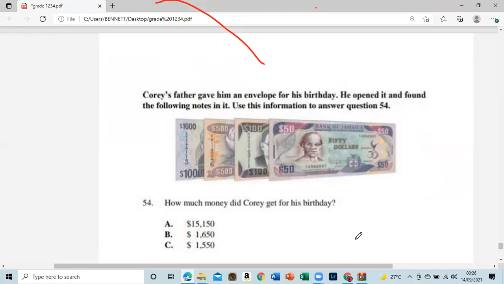All right, so I'm getting $1,000, $500, $600, $600. So it's $1,600. And it's definitely Jamaican money being used for this price.